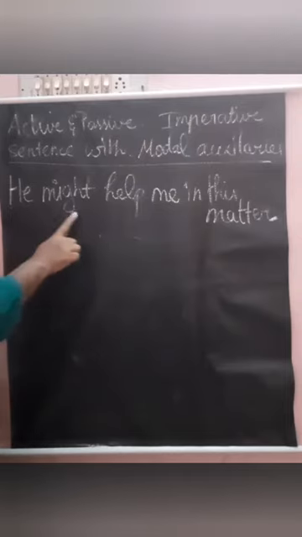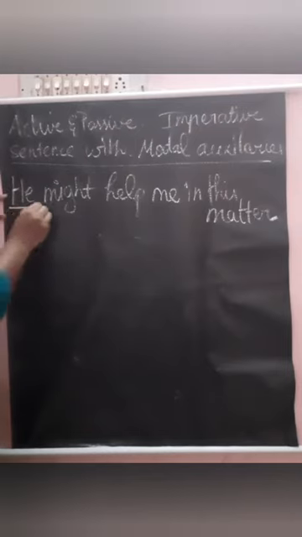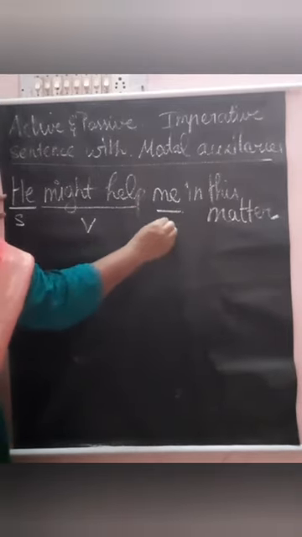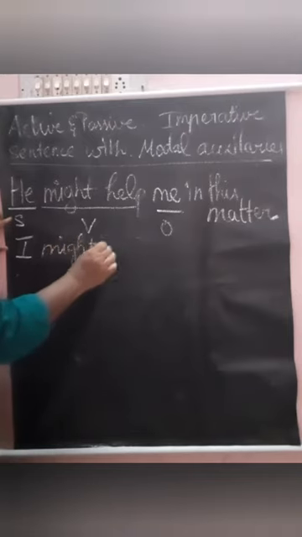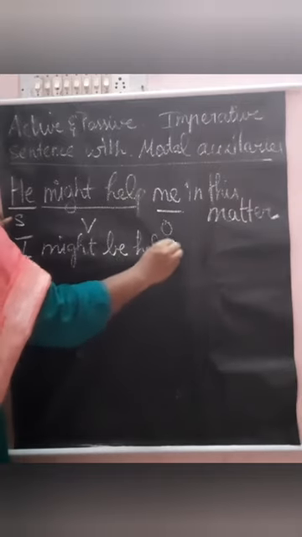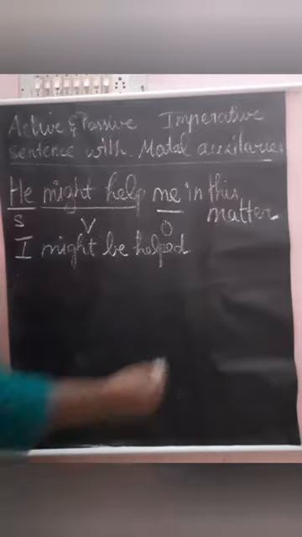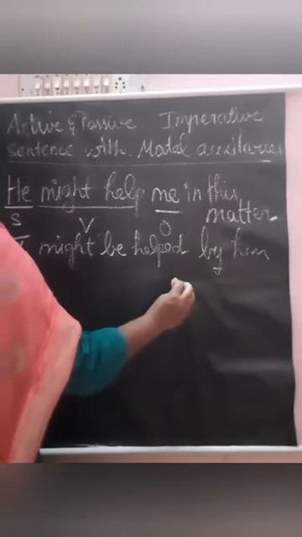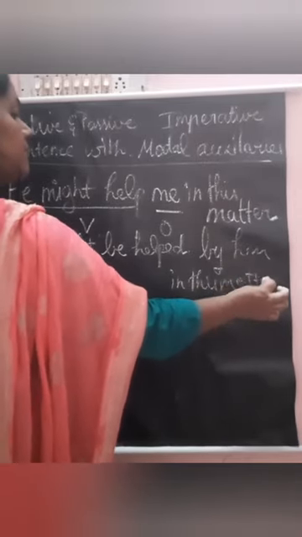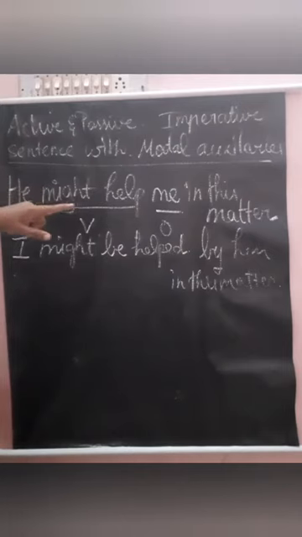Next example, he might help me in this matter. Find out SVO. Subject, verb, might help. Object, of course, me. We don't need to worry about the rest of the sentence. Now, object comes to the subject place. Me is changed into I. Might help. So, modal auxiliary, we add be. I might be helped. Help is changed into V3 helped. I might be helped by him. He is changed into him. Subject comes to the place of the object. In this matter. Very simple, isn't it? Question is, he might help me in this matter. Answer, I might be helped by him in this matter.